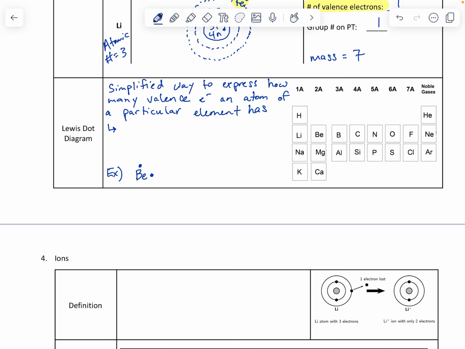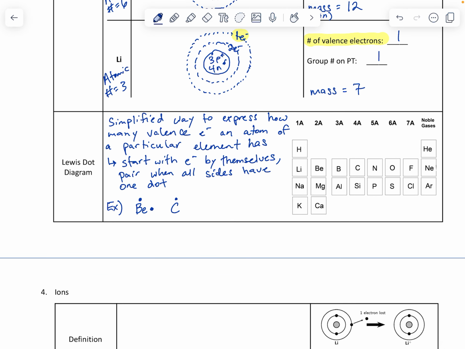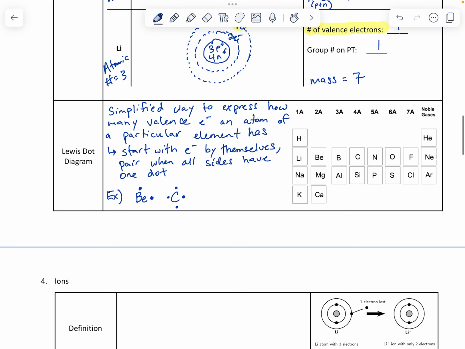So you're going to start with electrons by themselves, and pair when all sides have 1 dot. All right, so beryllium looks like this. If we wanted to do carbon, its Lewis dot would look like this. So it's the symbol, and then how many valence electrons there. Lithium would look just like this, right?